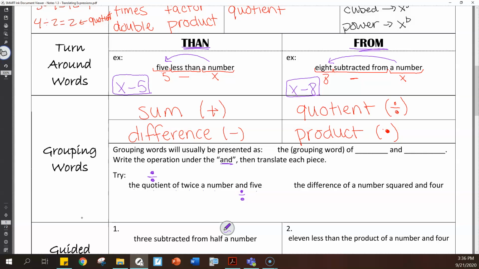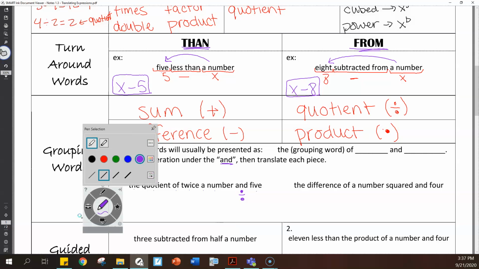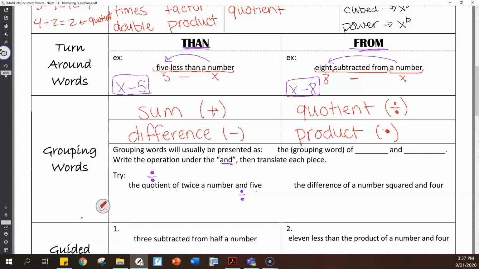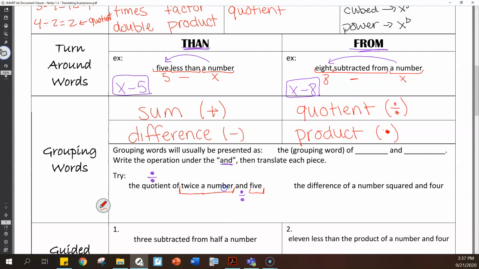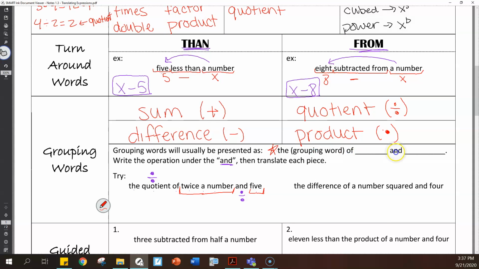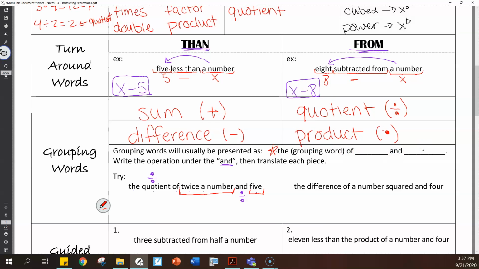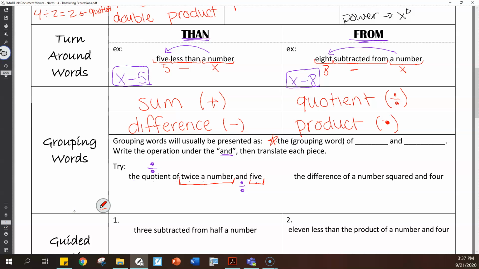Then I'm going to look on either side of the and for my two pieces that are being used in this operation. So a number, not a number, twice a number, and 5. Okay. So the quotient of twice a number, that's the first thing, and splits the two things up, 5 is the second thing. So if I was looking here at my example, the quotient of twice a number and 5. Okay. So now I can start looking at those. Twice a number. Remember, twice tells me 2 times.